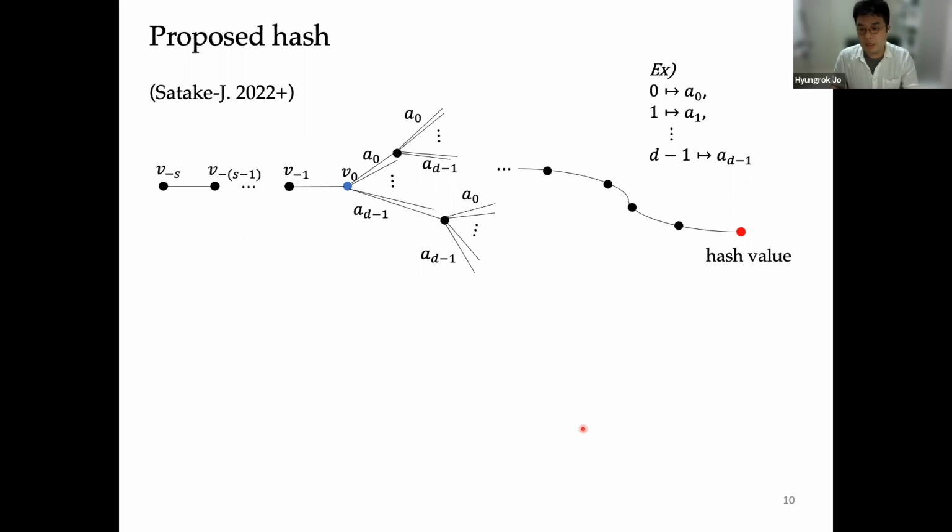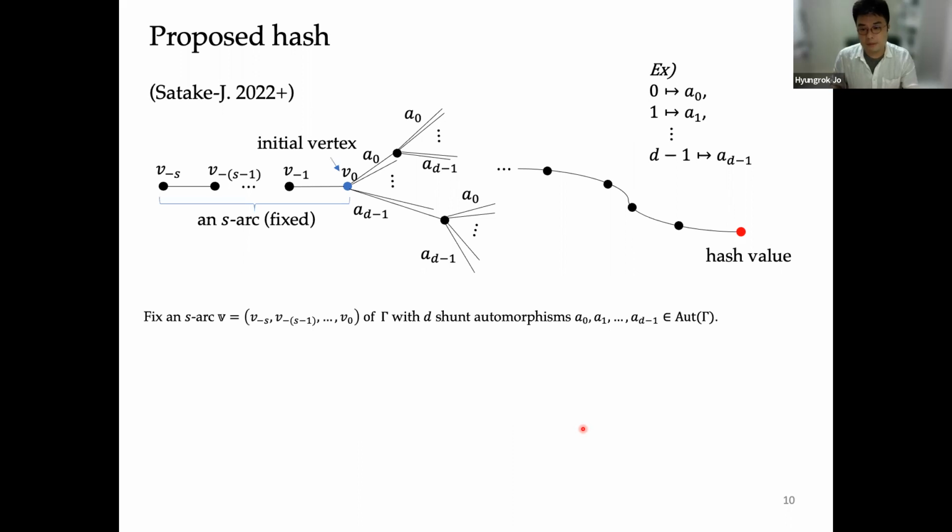So now we propose a hash function from an S-arc transitive graph. We have a D+1 regular S-arc transitive graph. We first fix an S-arc V, and the end vertex V0 is the initial vertex. And there are D shunt automorphisms, and we fully assign each vertex of V to a shunt automorphism.